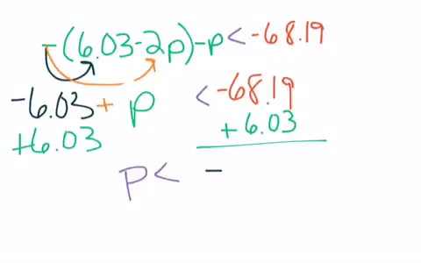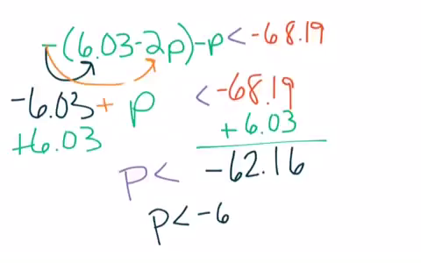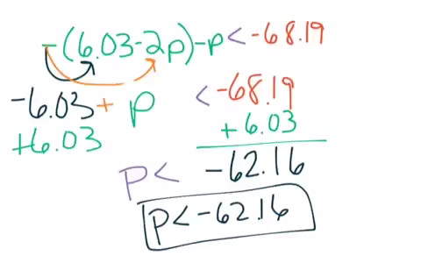Okay. 9 minus 3, here's our decimal point. 9 minus 3 is going to be 6. 1 minus 0 is going to be 1. 8 minus 6 is going to be 2. 6 minus 0 is going to be 6. So our final answer is p is less than negative 62.16.